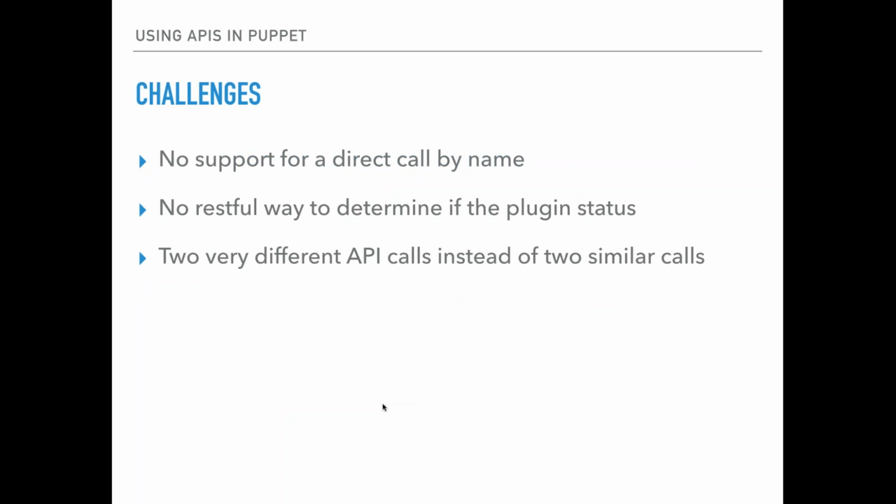So those are some of the things in the example I'm going to step through. Some of the challenges are: no direct API, no call by name, and there's no RESTful way to determine the plugin status. That would be the ideal, for the plugin to query the status. But as I've found dealing with APIs in real-world experience, unfortunately most API developers don't make it that easy for those of us trying to consume those APIs. And so what this means for us is there are two very different API calls.